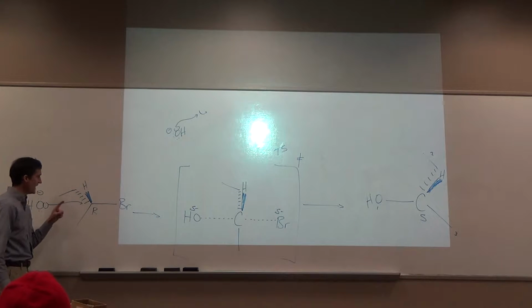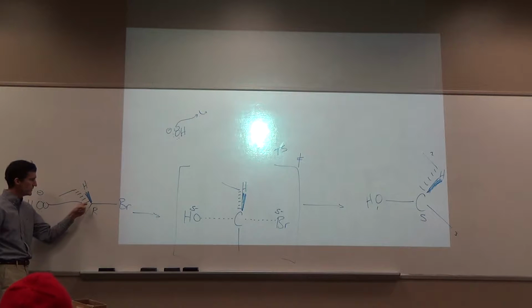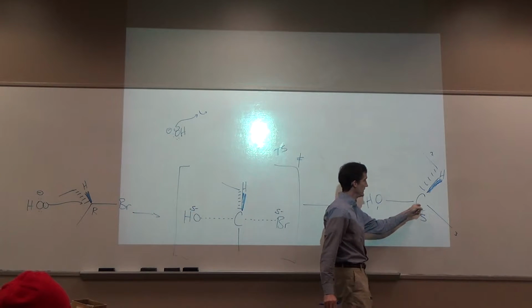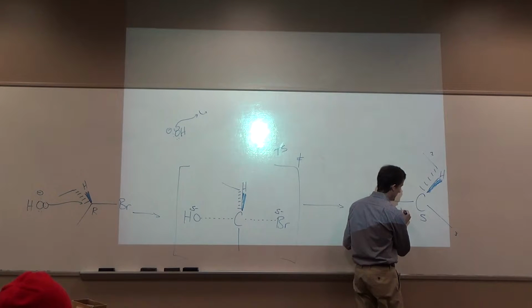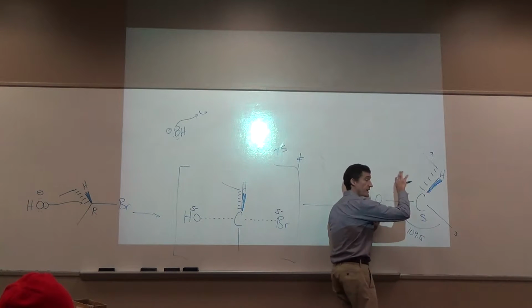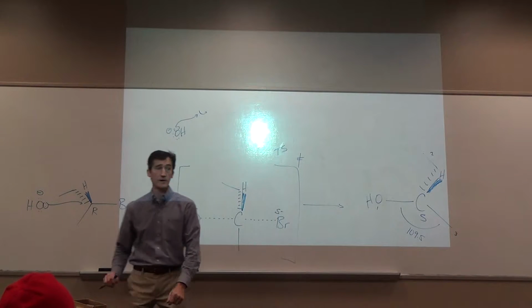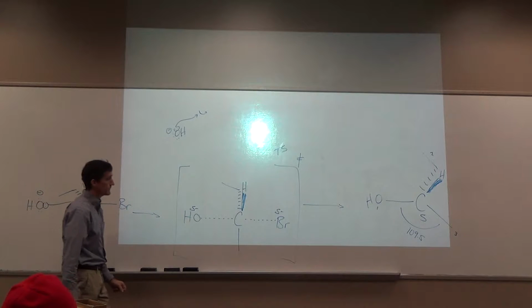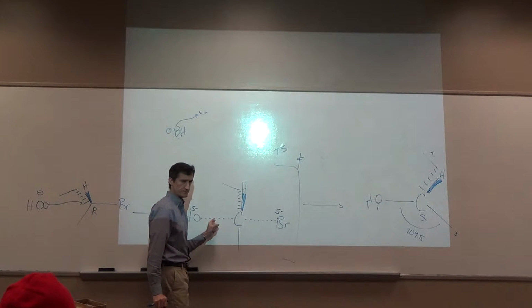First off, what's the geometry of this carbon here? Tetrahedral. What is it in the product? Tetrahedral. What is this bond angle here? 109.5. All those bond angles 109.5. Okay? What is the geometry here, though?